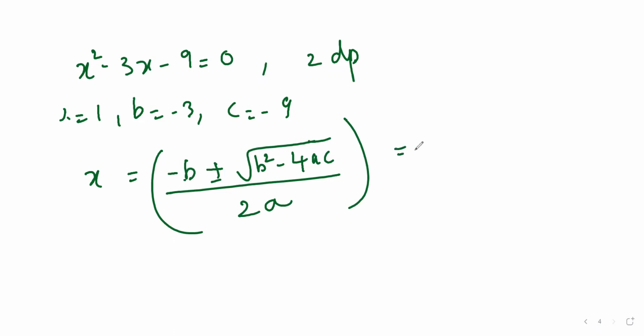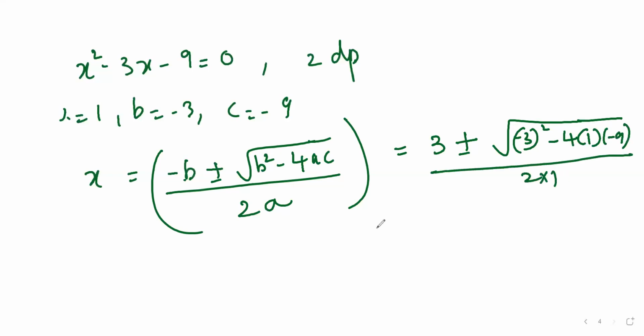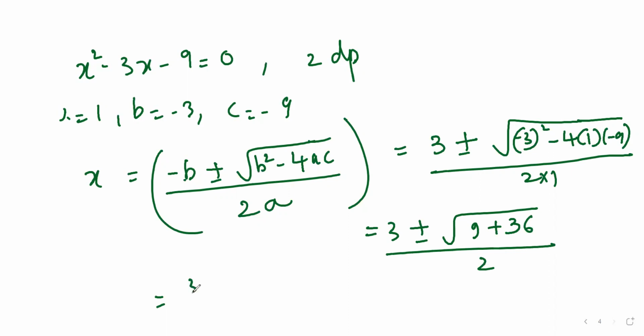So you have to substitute: that is equal to minus of -3, which is 3, plus or minus root of b square, which is -3 square, minus 4 into a, that is 1, into -9, by 2a, 2 into 1. So 3 plus or minus root of 9 plus 36, isn't it? By 2. That is 3 plus or minus root of 45, by 2. 9 fives are 45, right?